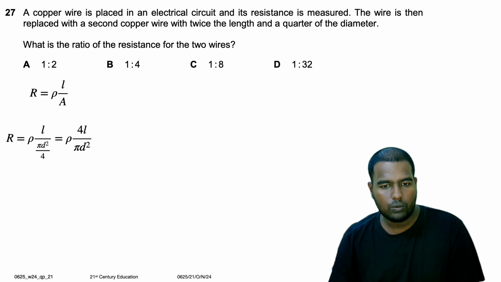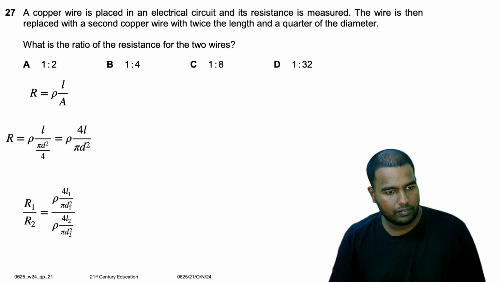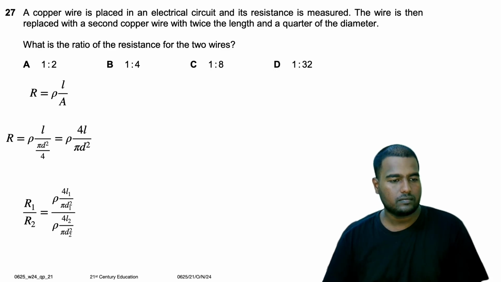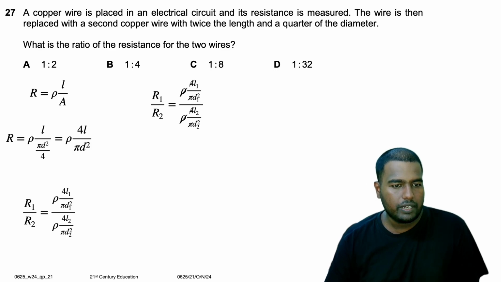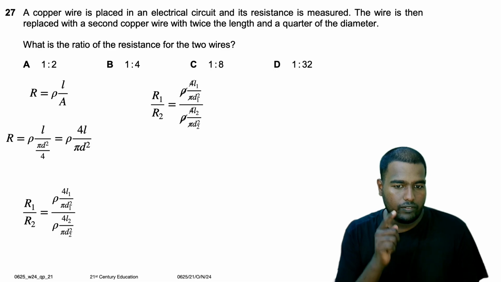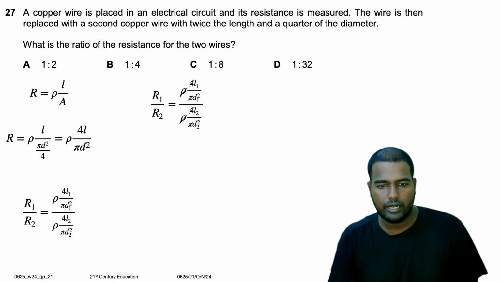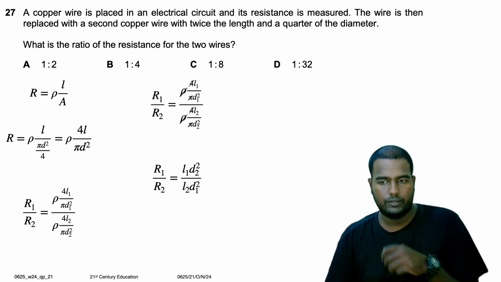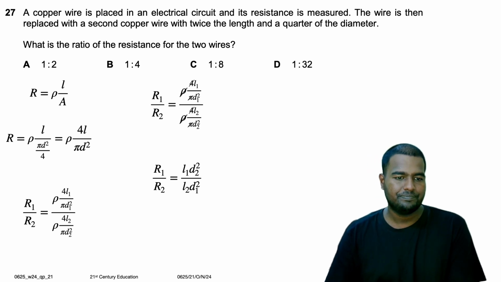Now let's write for R1 and R2. So rho 4L1 divided by pi d1 square, this is for R1, divided by rho 4L2 divided by pi d2 square, this is for R2. Now let's cancel rho and rho, 4 and 4, pi and pi. What we'll have is L1 by d1 square and L2 by d2 square, R1 by R2. Now d2 square will go to the numerator and d1 square will come to the denominator. So it will look like this. Okay, now we have come to the formula.